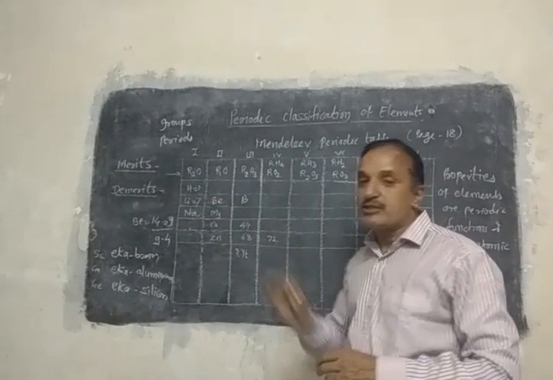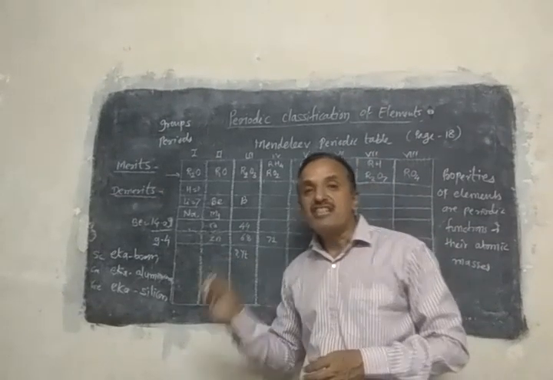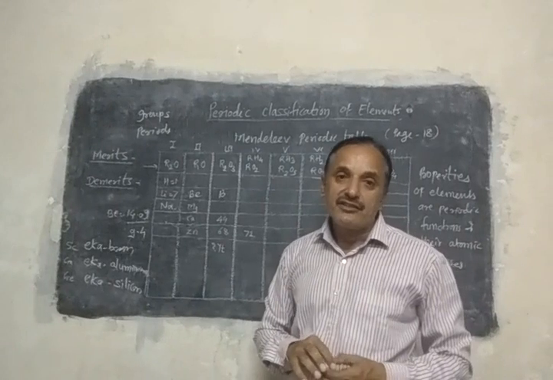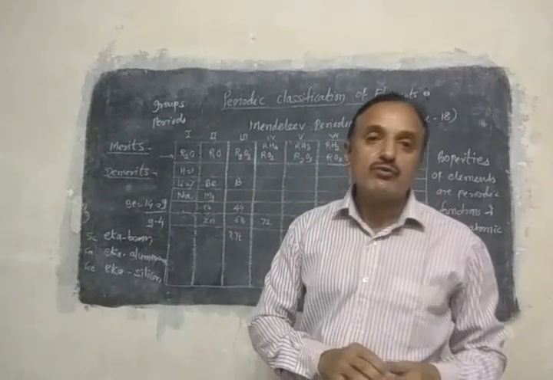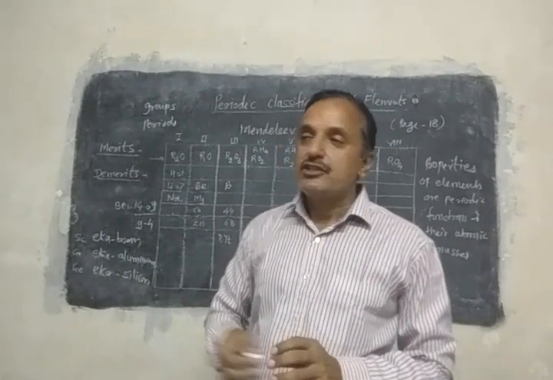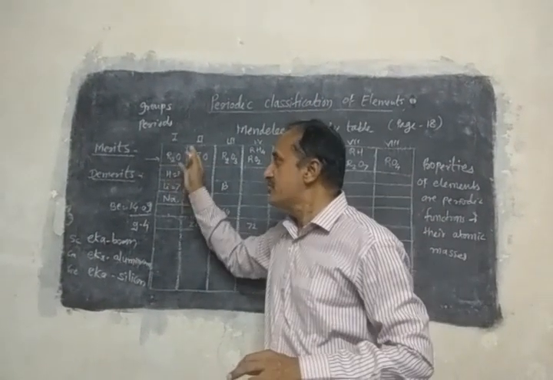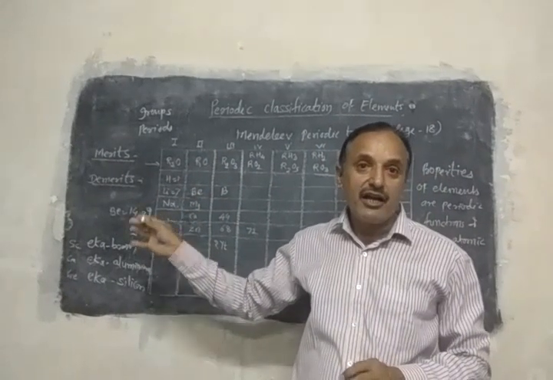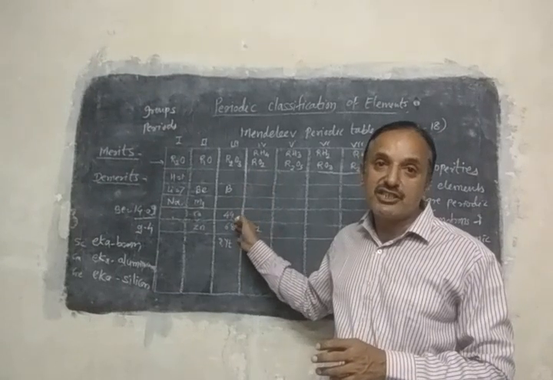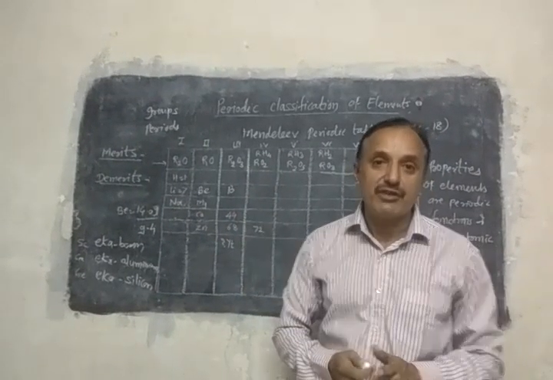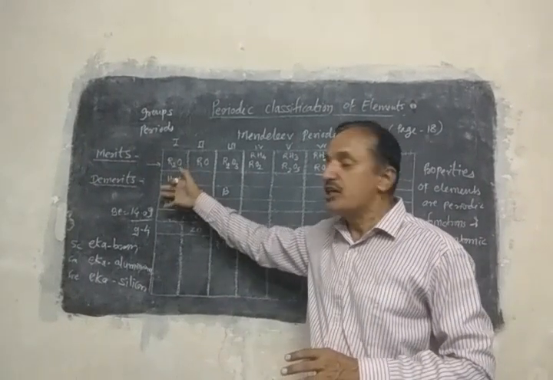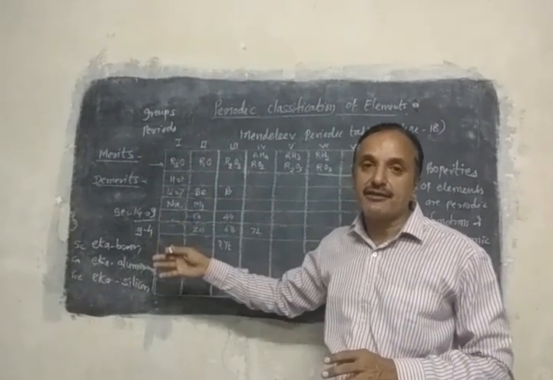Now, after studying this table, what happened? There are some drawbacks, some anomalies in the table. Because of those anomalies, this table was again discarded. We see a lot of effort taken by Mendeleev at the last moment, but this classification, this theory, was discarded. It was not accepted. Now see, what are these drawbacks? What are these demerits?